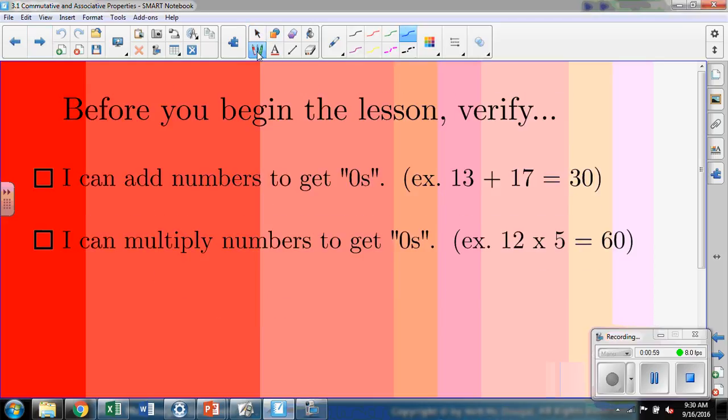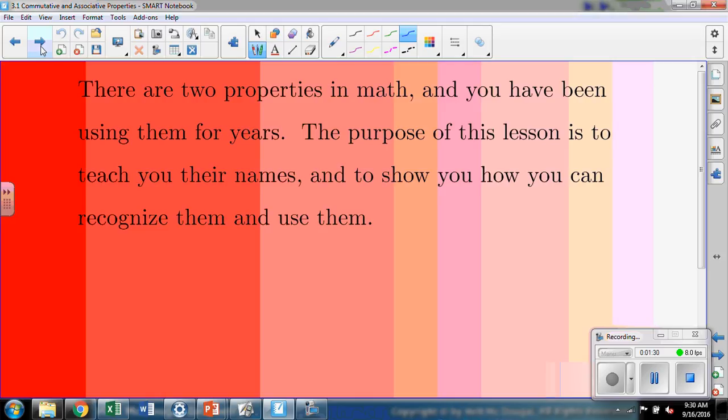Before we launch into the lesson, we want to make sure that you can add numbers to create zeros. For instance, you would recognize 13 plus 17 would put together 3 and 7, which make a 0 for 30. You can also multiply to get zeros. 12 times 5 sets it up so that 2 times 5 is 10, and that 10 leads us towards a 0 with our answer of 60. We'll use those as strategies.